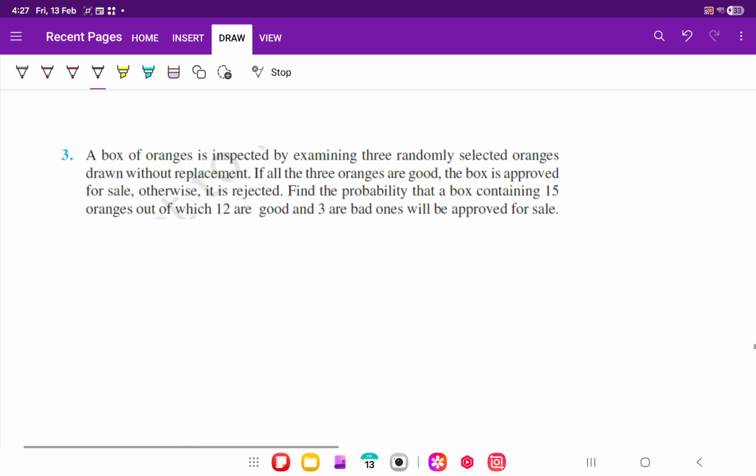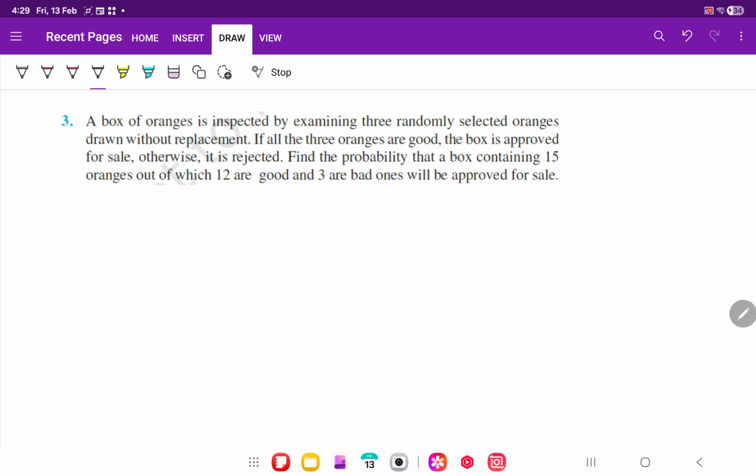Third question. This is a very easy question. We just need to read it carefully. So there is a box of oranges. So let me write down how many oranges are there. So there are 15 oranges total, correct? If you read, they are saying there are 15 oranges and out of which 12 are good and 3 are bad. Okay, so I am writing 12 good and 3 bad.